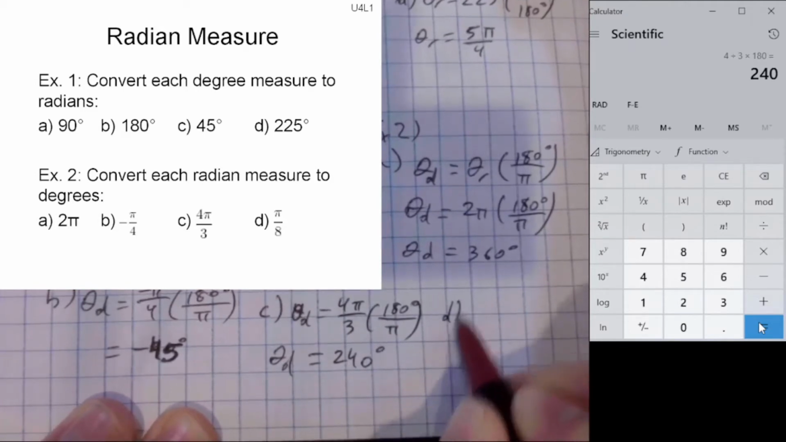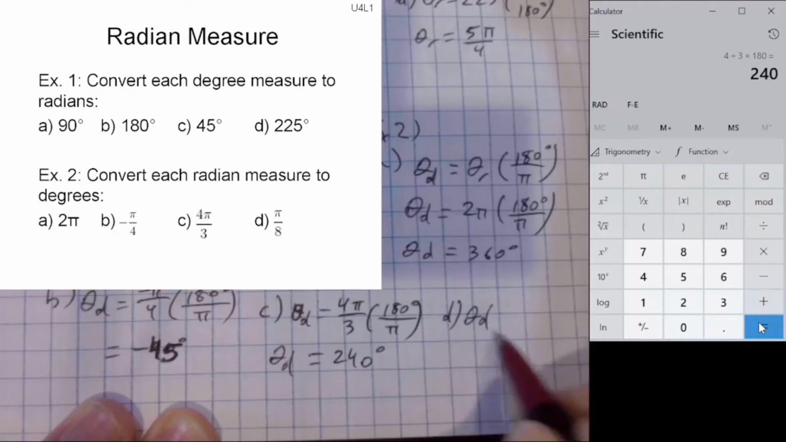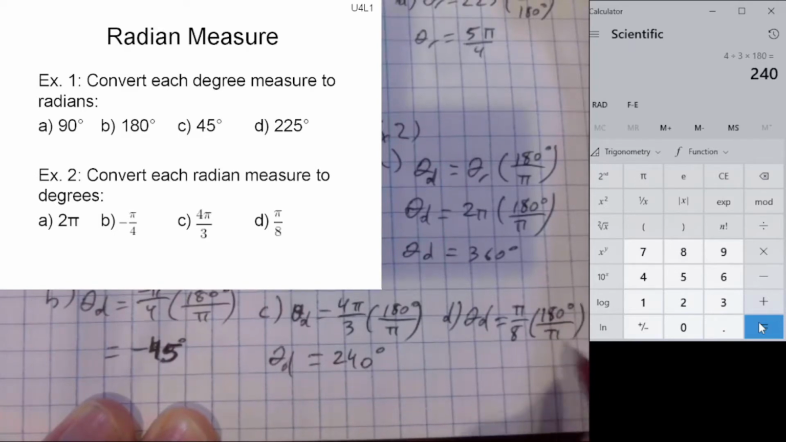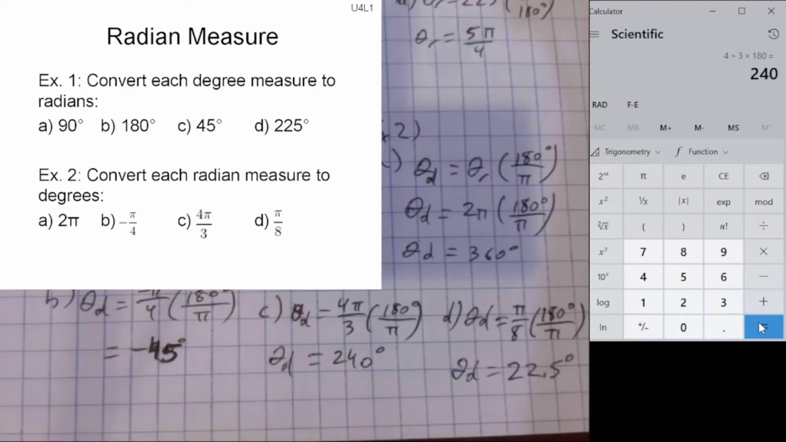And the last one, we have pi over 8 times 180 degrees over pi. This is going to simplify to, the pi's disappear, and we'll be at 22.5 degrees.